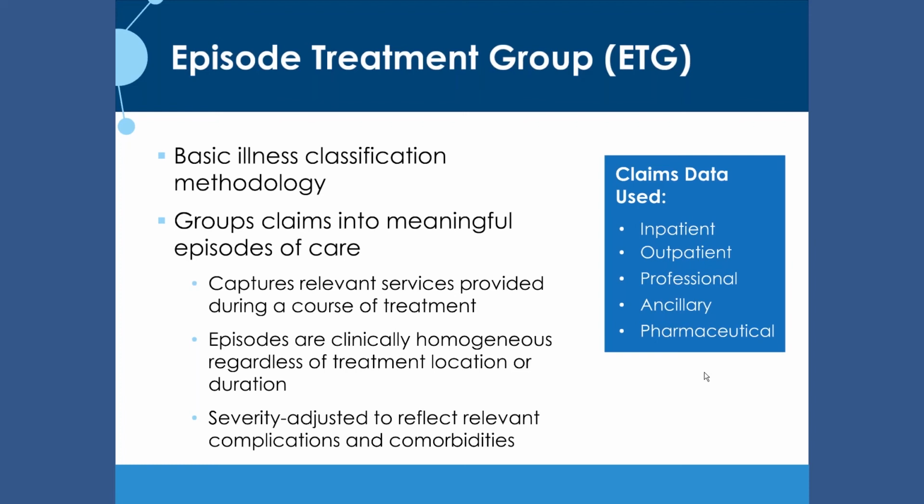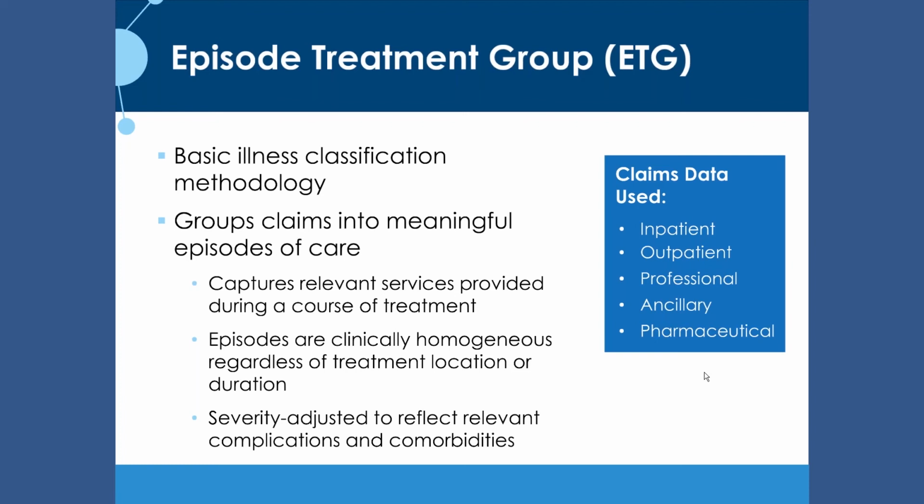The types of claims that are incorporated into the ETGs are listed on the right: inpatient, outpatient, professional, ancillary, and pharmaceutical. An example of this would be if, let's say just for instance, you're playing basketball with your nephew and all of a sudden you feel a twinge in your knee. The next day you realize that it hasn't healed, so you set up an appointment to see your primary doctor. That is a professional claim.